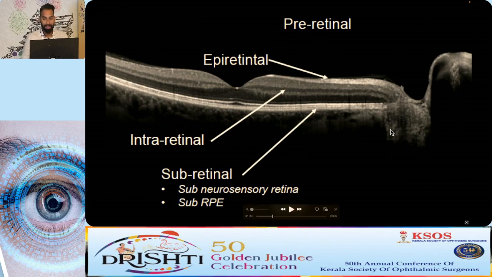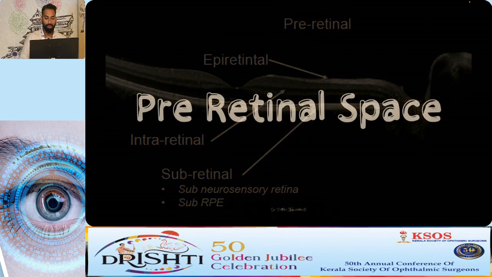So where are the lesions which you can tell? One is preretinal, one is epiretinal, intraretinal, and subretinal. And in subretinal you have the subneurosensory retinal and sub-RPE level. So whenever you describe a lesion, you can put it into all these categories.